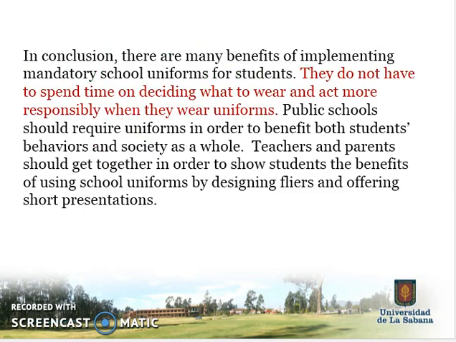Then the second element is to summarize the two arguments. As you see, we don't have to spend time on deciding what to wear. This is the first argument. Then you have to include another connector to include more information, and act more responsibly when they wear uniforms. So here, the second sentence of your conclusion states the summary of the two arguments.